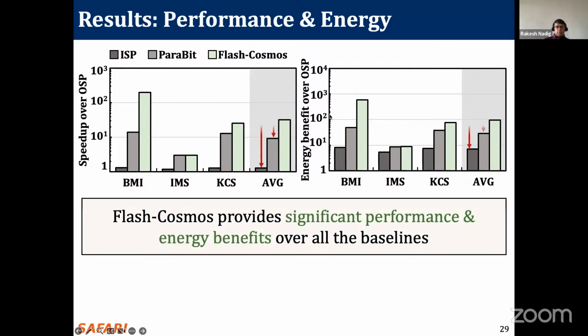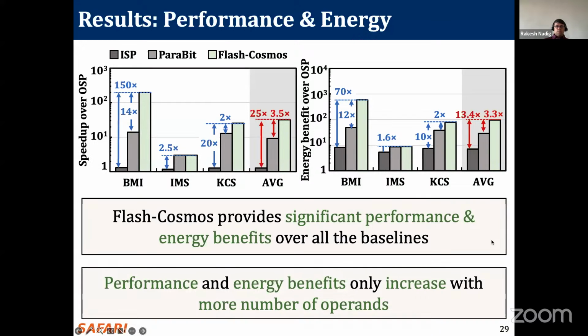So Flash Cosmos provides significant performance and energy benefits over all the baselines. You can see the bars in green, which indicate more speedup and more energy efficiency compared to the baselines. And the performance and energy benefits only increase with the number of operands. So if we have more operands stored in a flash block, and we can perform simultaneous read operation or multi-wordline sensing of these operands, then the benefits only increase compared to other approaches.